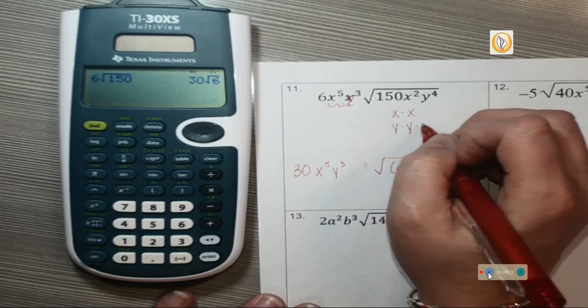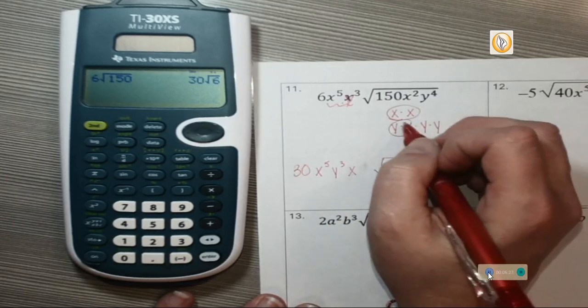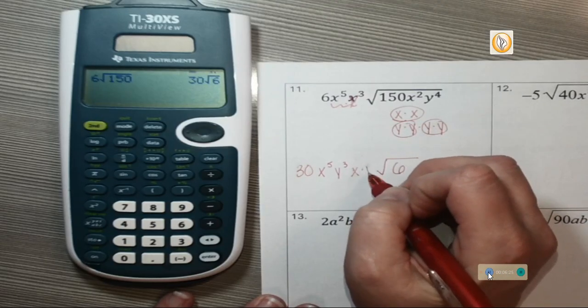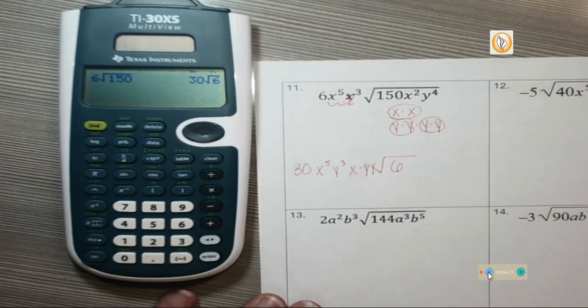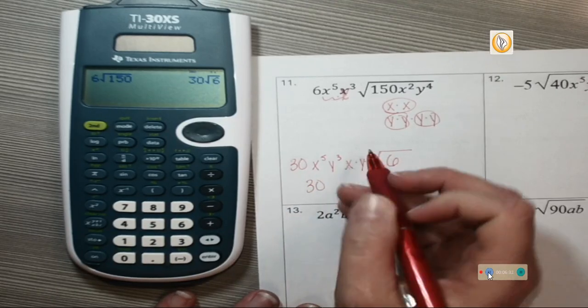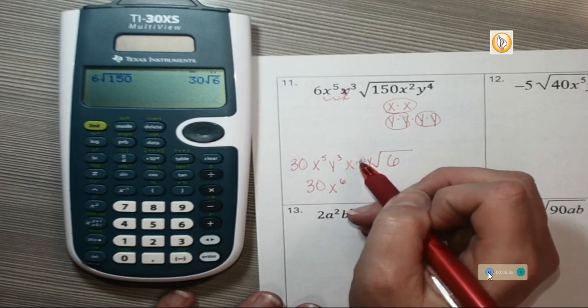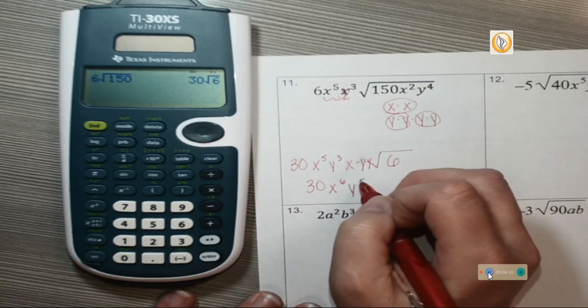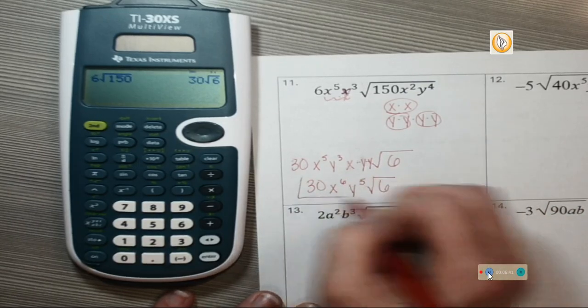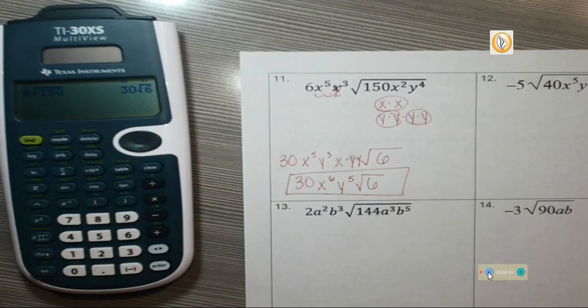You got 1, 2, 3, 4 y's. 1 x goes outside, and 2 y's go outside. So now what you have is 30. You had 5 x's, 1 more makes 6. You had 3 y's, so that makes 4, 5. y to the 5th, square root of 6. So we're letting the calculator handle the number, 6 square root of 150, but we have to handle the variables.